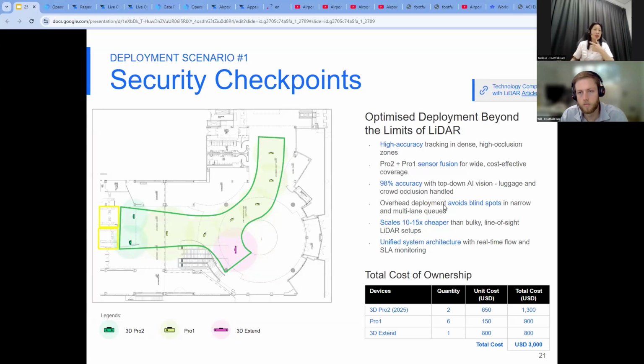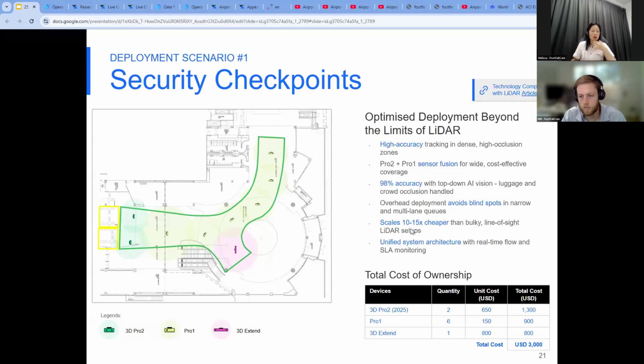This makes it especially useful in long, narrow lanes or multi-lane configurations, which are very common in border control and immigration zones. It is also cost-effective, as you can see. Pro 2, Pro 1 with your Centroid and Extend all work together seamlessly, forming a unified system architecture. And because of all this, unlike the bulky line of sight LIDAR setup, we can scale at 10 to 15 times cheaper in the total deployment costs.